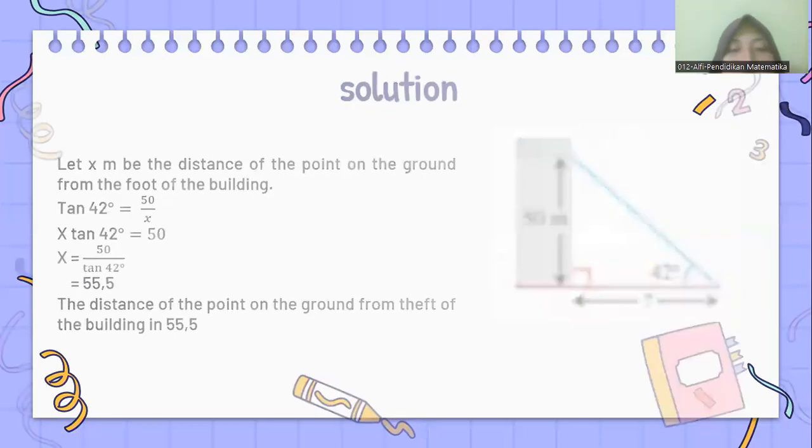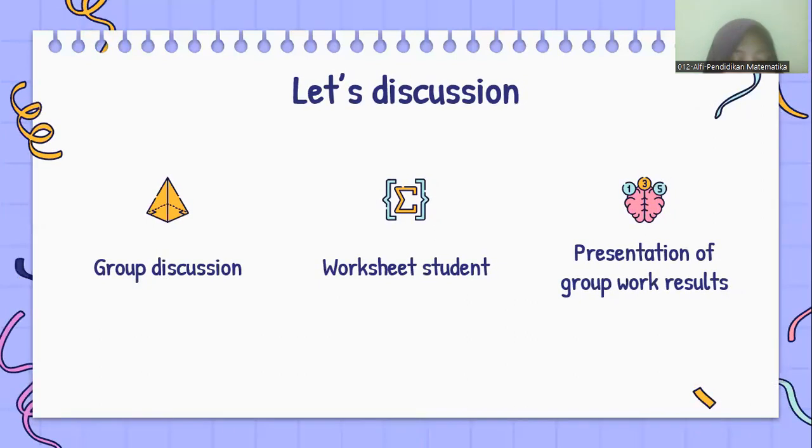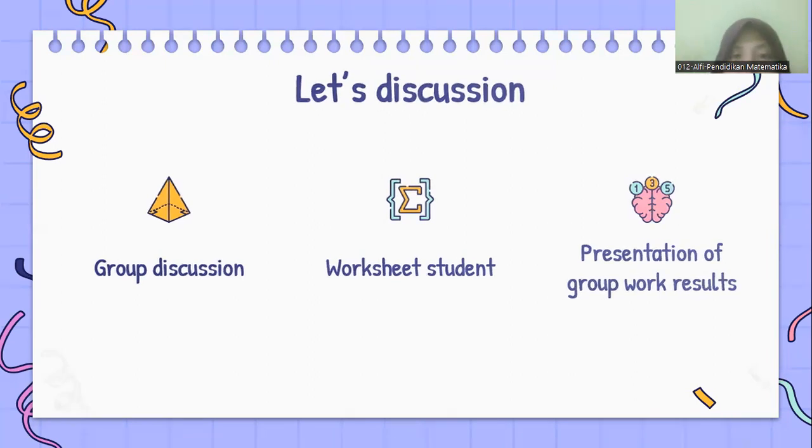Next, let's try this question. From this, we'll have a group discussion, with groups consisting of 4 to 5 students. Use the student worksheet for the discussion. After the discussion on the worksheet, there will be a presentation of the group work results.